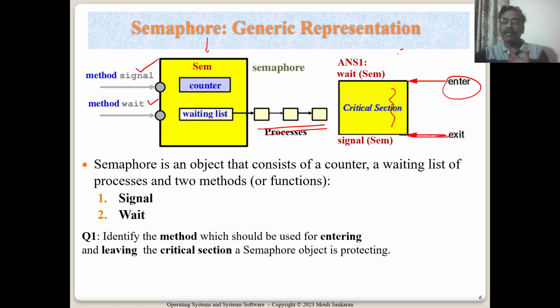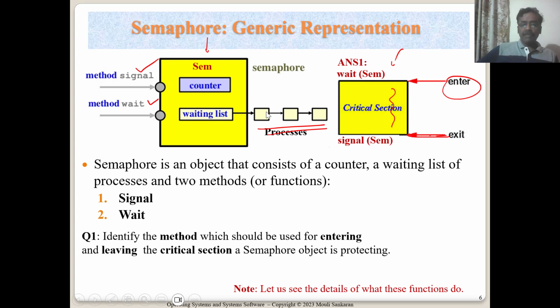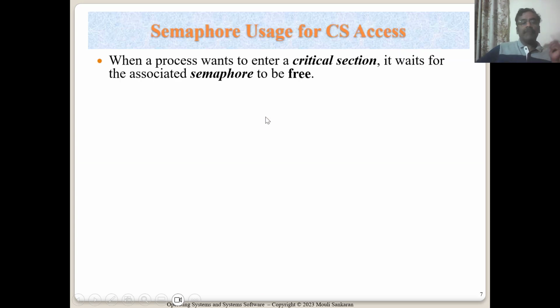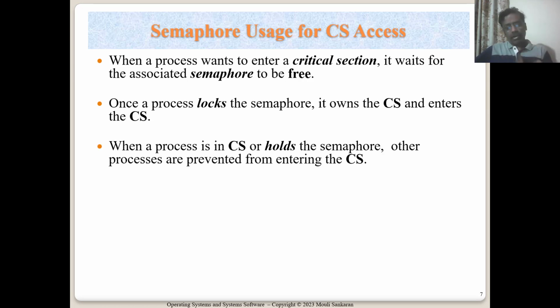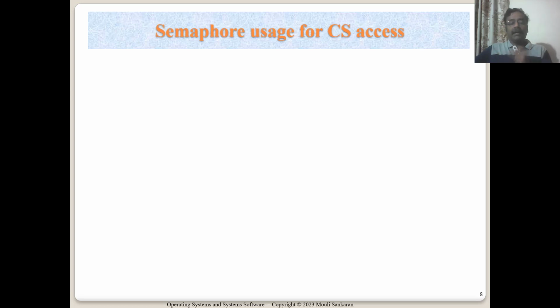Now, if some other process has already acquired the semaphore, then anybody else coming and asking for the semaphore will be blocked. It will be in a blocked state. So identify the methods which are going to be used. When a process wants to enter a critical section, it waits for the associated semaphore to be free. Once a process locks the semaphore, it owns the lock and enters the critical section. When a process is in the CS, here CS is not computer science, it is the critical section, or when it holds a semaphore, both are the same, other processes are prevented from entering the critical section.